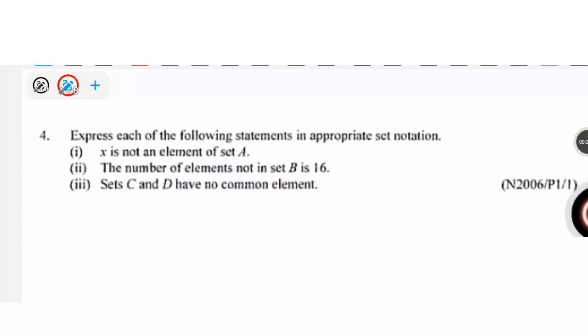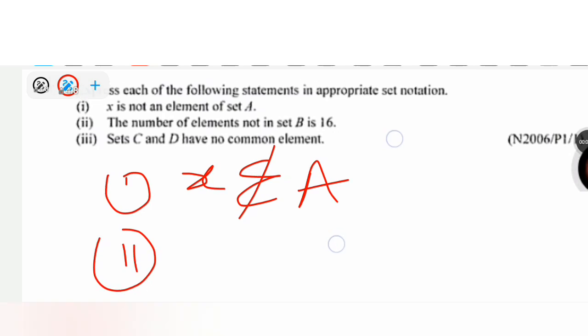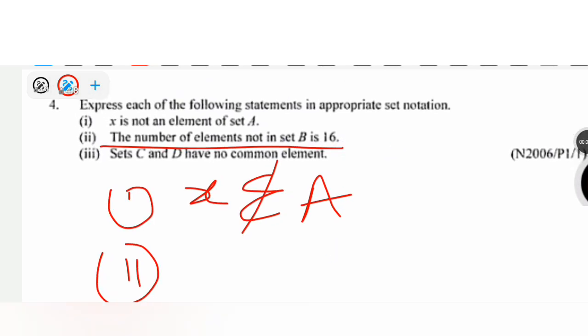So for this next question, you have to express each of the following in appropriate set notation. X is not an element of set A. That means X is not a member. That's the symbol to use. Slash it like that, then put A. That's the answer to number 1. For number 2, the number of elements not in set B is 16. That's B prime, so the number of elements, n(B prime), is 16.